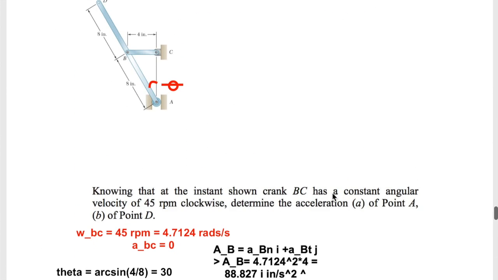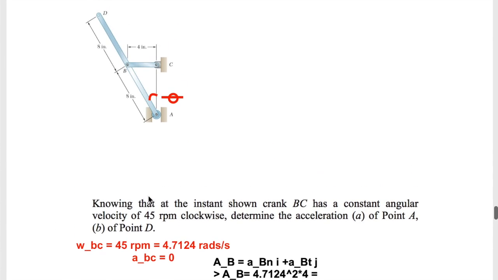All right, for question 7, we're given this frame here. We know that this crank, BC, has a constant angular velocity of 45 RPM going clockwise, and we're asked to determine the acceleration at A and the acceleration at D.